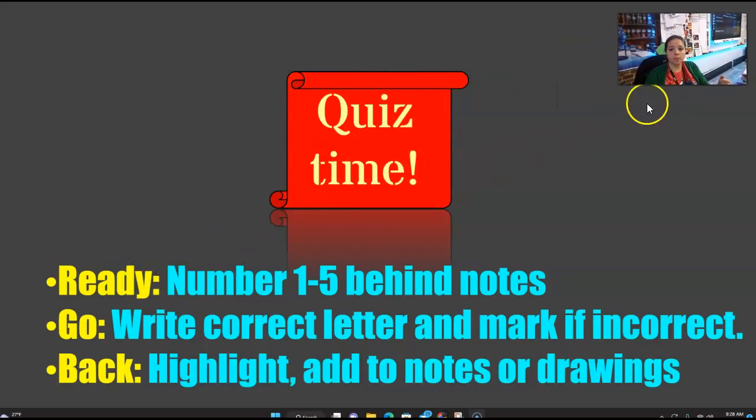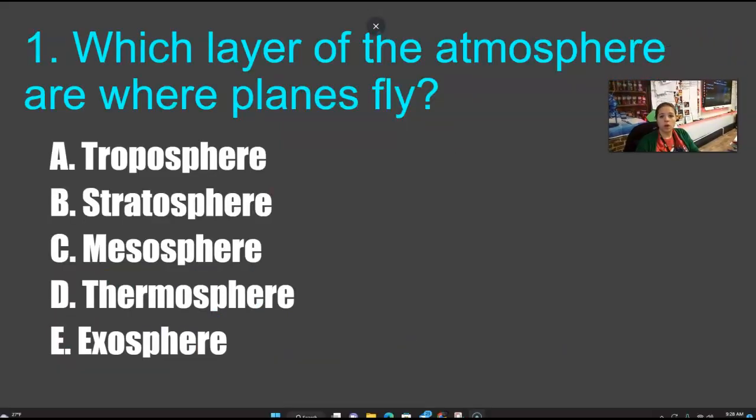Quiz time. All right, get out a blank piece of paper. This would be quiz 2, atmosphere. 1, 2, 3, 4, 5. Which layer of atmosphere is where the planes fly? Is it the troposphere, stratosphere, mesosphere, thermosphere, or exosphere?